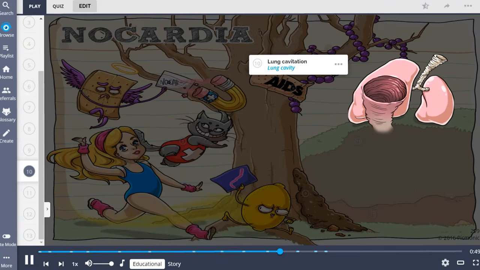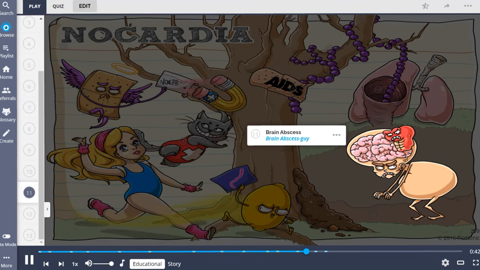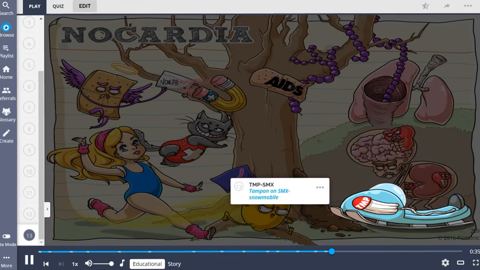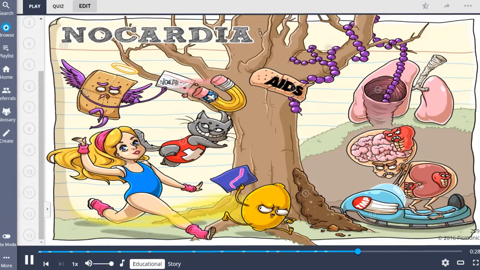The most common presentation of infection is as a lung cavitation, represented by the lung cavity. It can also present as abscesses, like in the brain, shown as the brain abscess guy, or in the kidney with the abscess guy. Treatment for Nocardia is trimethoprim-sulfamethoxazole, or TMP-SMX, illustrated by the tampon on the SMX snowmobile. So let's quickly review Nocardia. This is an aerobic gram-positive bacterium which is catalase positive and urease positive. It can be distinguished from other branched bacteria by being acid-fast and shows a branching pattern with beaded filaments.